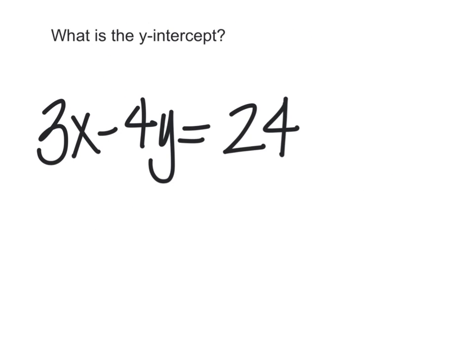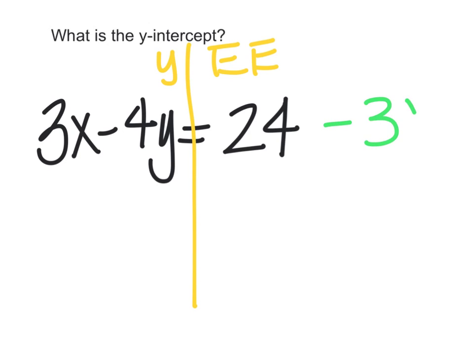So if I'm trying to figure out the y-intercept of this equation, the first thing I need to do is solve it for y. So I'm going to draw my line, label my sides. Y is on one side, everything else on the other. In order to get y by itself, I need to first move the 3x to the other side, which is going to make it a minus 3x, and then that's gone.